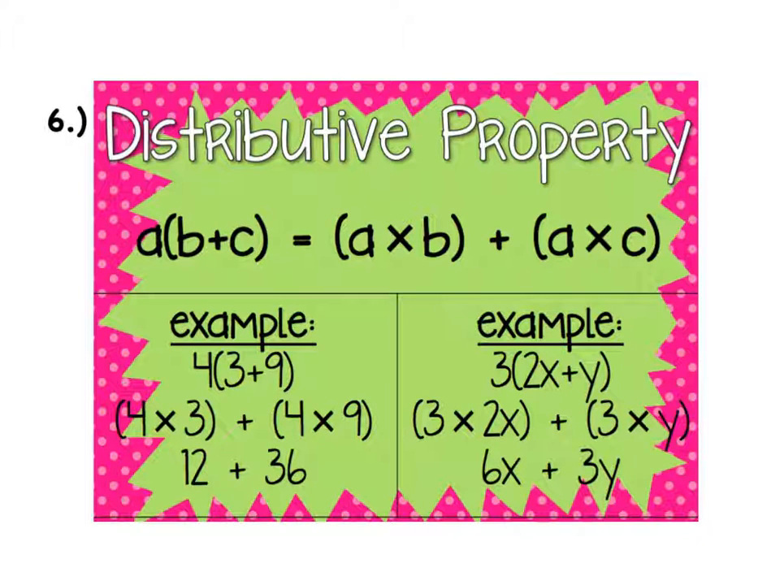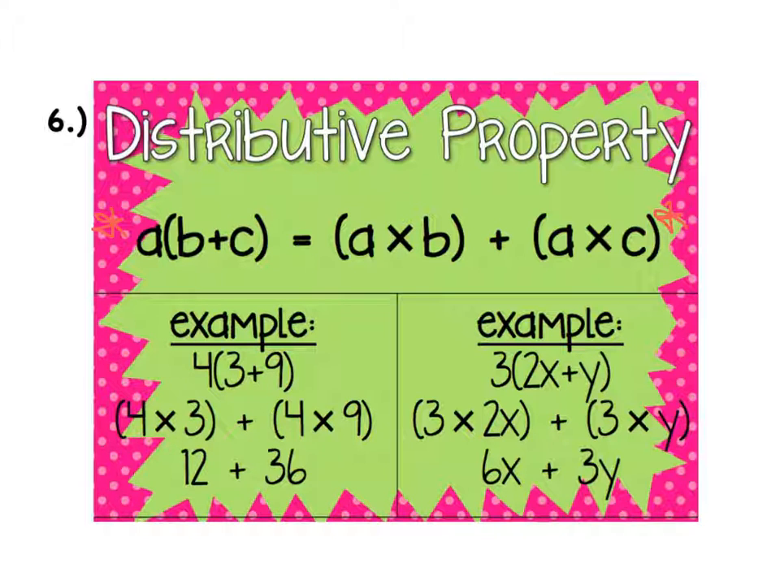The third property, the distributive property, is one we haven't really talked about quite yet, but you can go ahead and write down the general formula here. Okay, it is A times, in parentheses, B plus C equals A times B plus A times C.